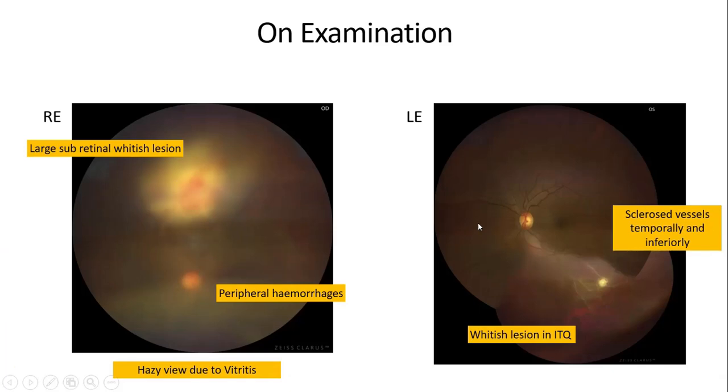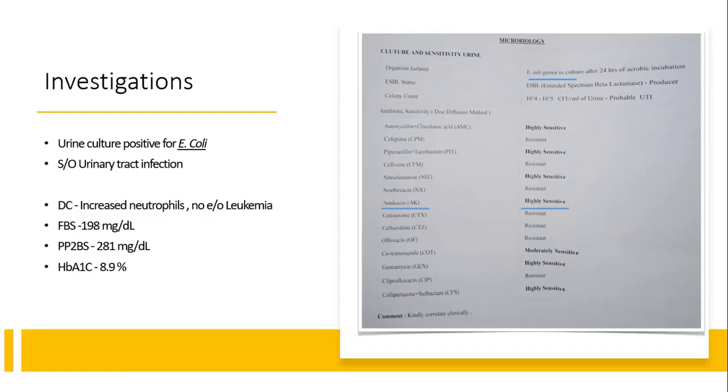He was initiated on topical antibiotics, and because of his prior fever, working as a radiologist in another hospital, he had already undergone a battery of tests. So we called him back the next day to come back with all of those reports. When he came back, his urine culture was positive for E. coli. He had an increased neutrophil count, but there were no signs of leukemia or anything. His sugars were poorly controlled. The E. coli had high sensitivity to amikacin, so his topicals were changed accordingly. And a diagnosis of endogenous endophthalmitis with retinal abscess was made.